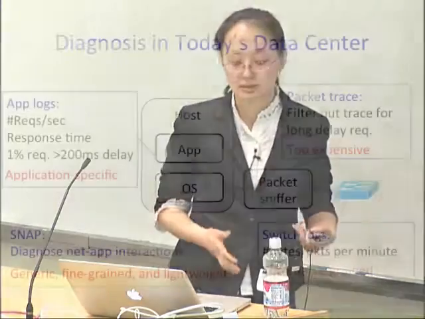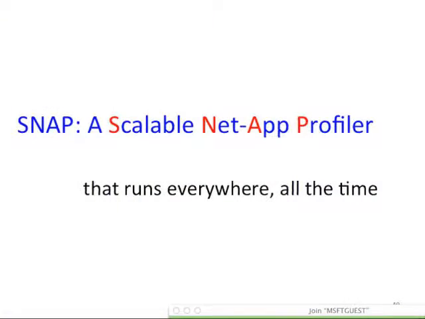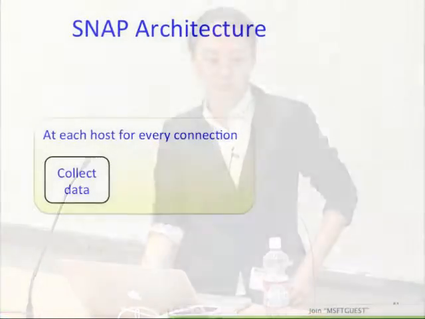Instead, if we can build a generic tool that's lightweight enough to run always in the network stack layer in the end host, and is fine-grained enough to capture all the performance problems, then it would be great. So we actually built a tool called SNAP, a scalable network application profiler that runs everywhere all the time in the data centers to capture the performance problems.